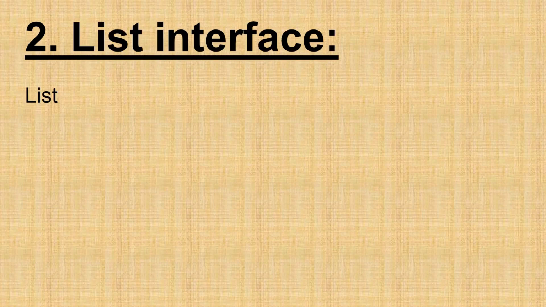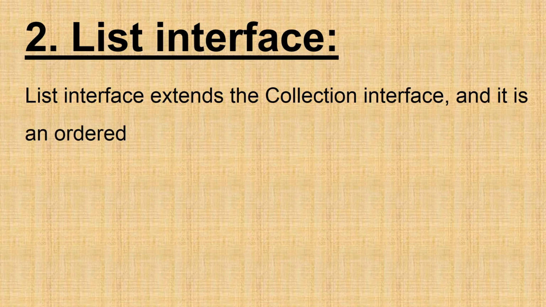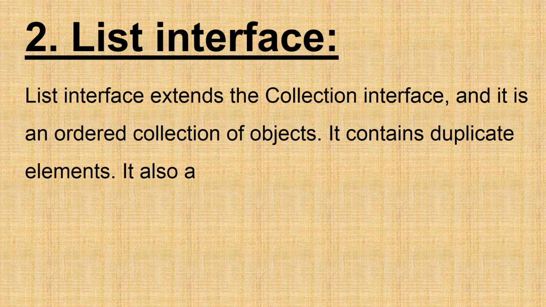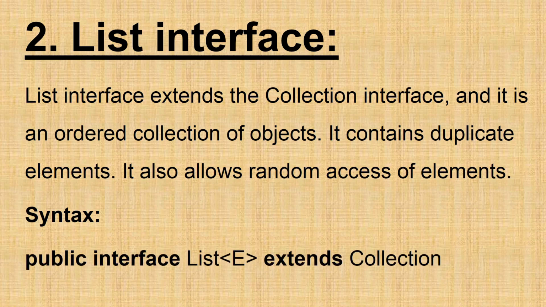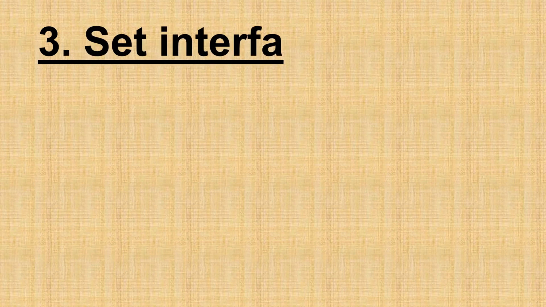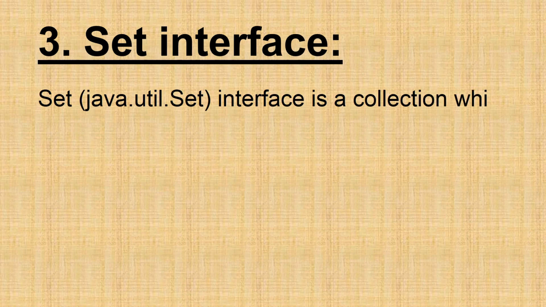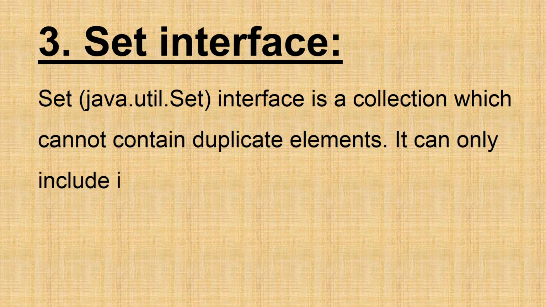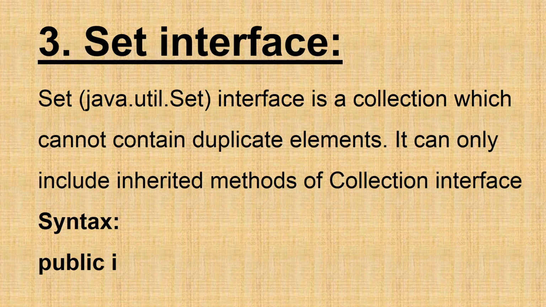List interface. List interface extends the collection interface, and it is an ordered collection of objects. It can contain duplicate elements. It also allows random access of elements. Consider the following syntax. Set interface. Java.util.set interface is a collection which cannot contain duplicate elements. It can only include inherited methods of collection interface. Consider the following syntax.